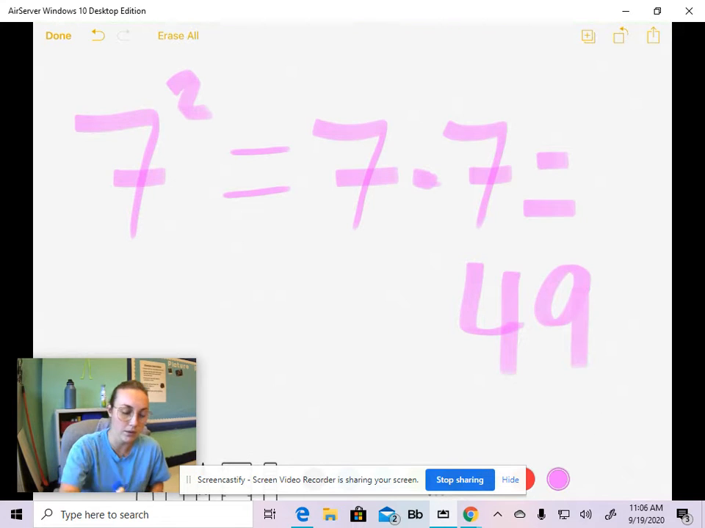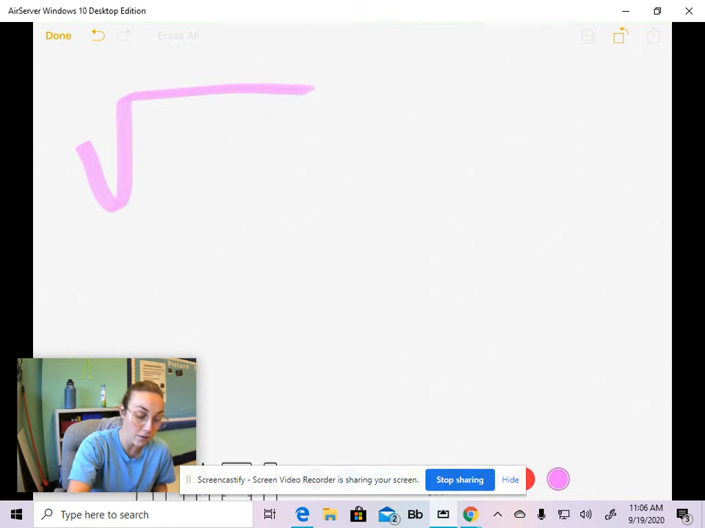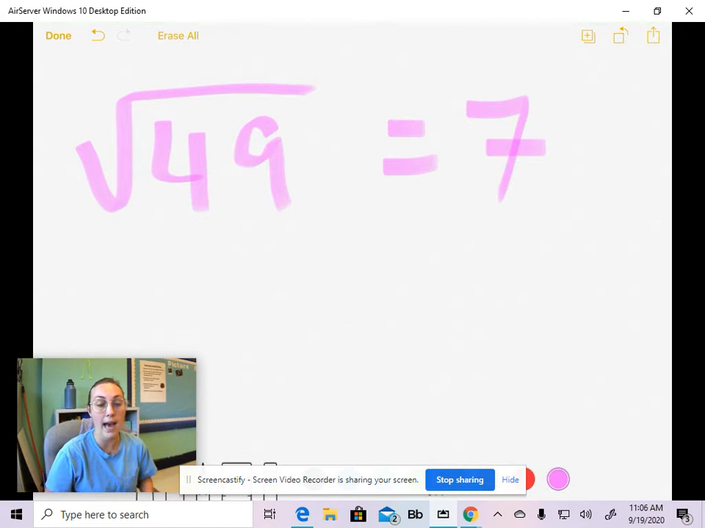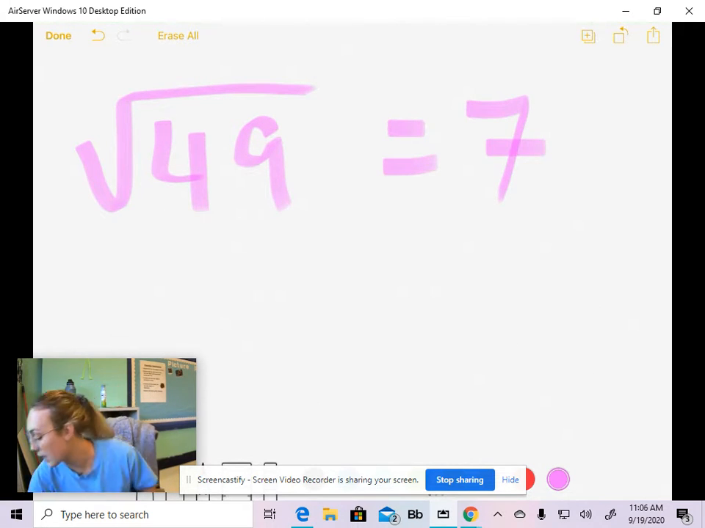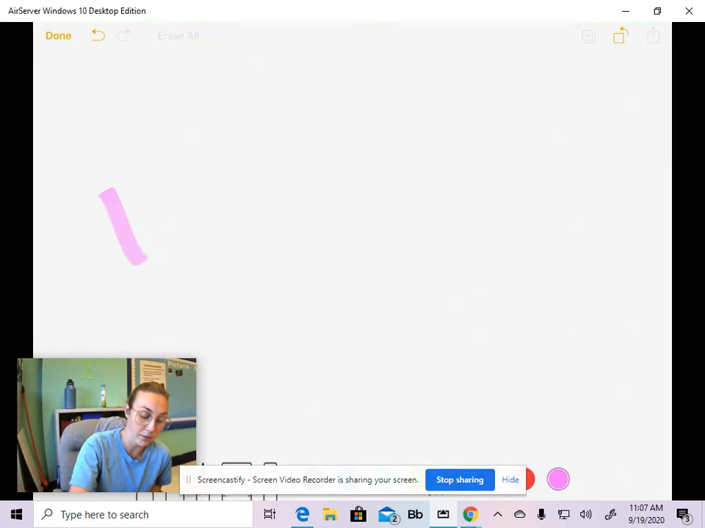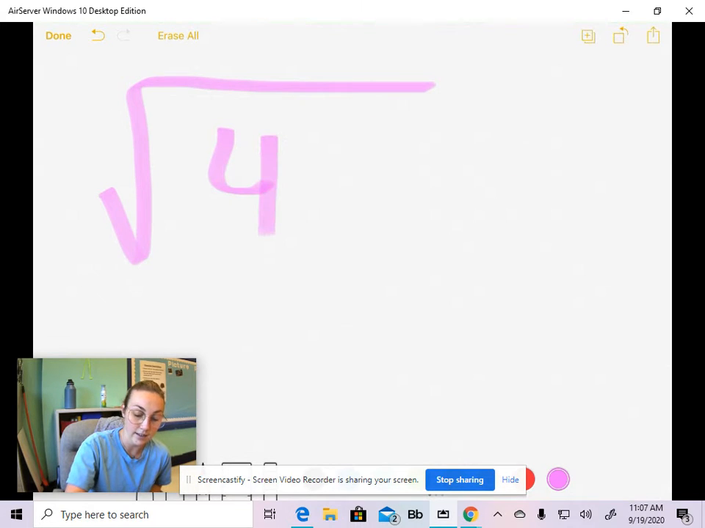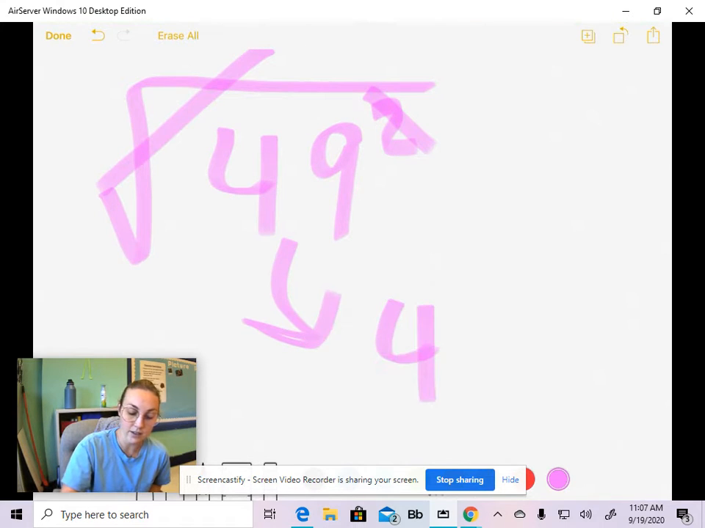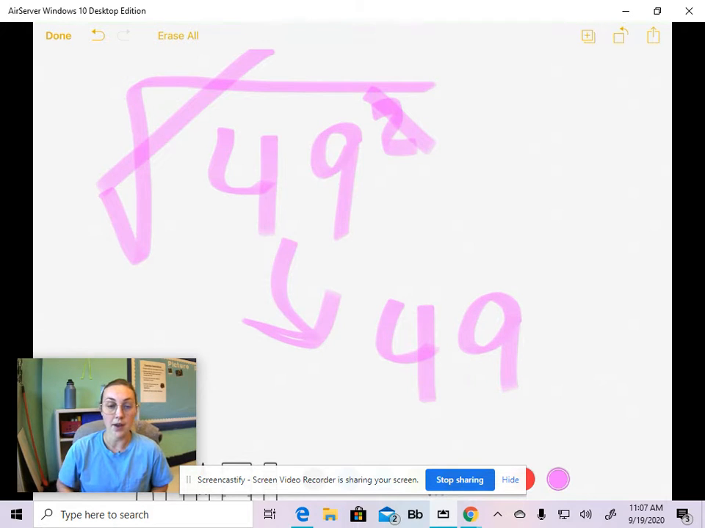We talked about square roots, which would be if we took the square root of 49, the answer would be 7. And we talked about what happens when they are opposites, when they are inverses, and that basically just means that they cancel out if you have them together. For example, if you have the square root of 49 squared, you would cancel them out because they're opposites, and the answer would just be the number in the middle. That was an IXL that y'all did last week.